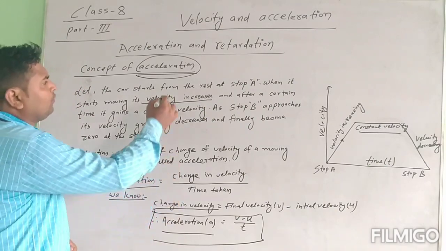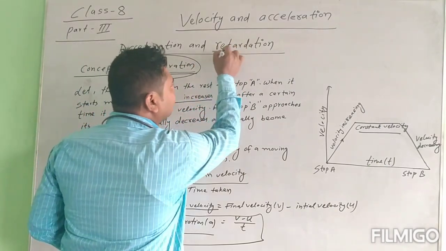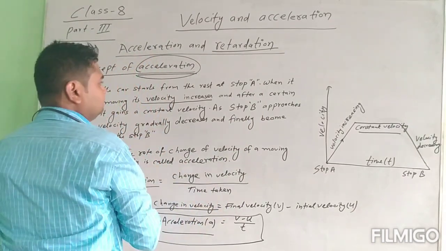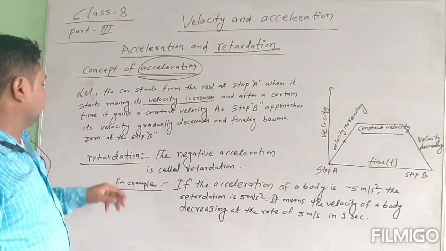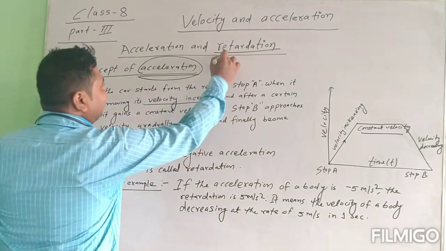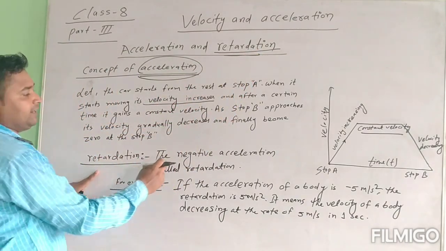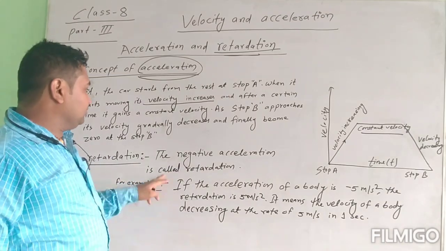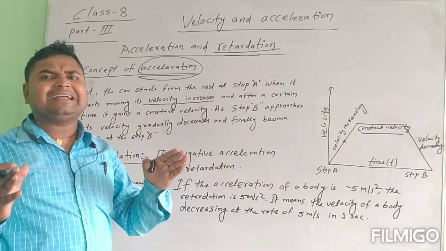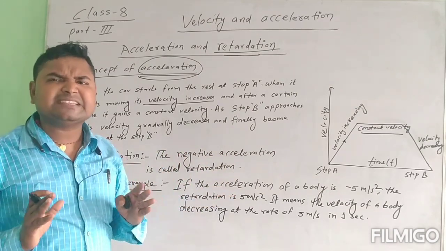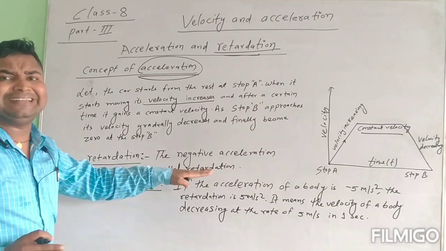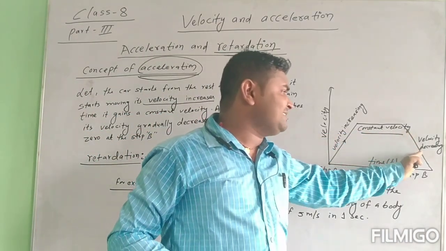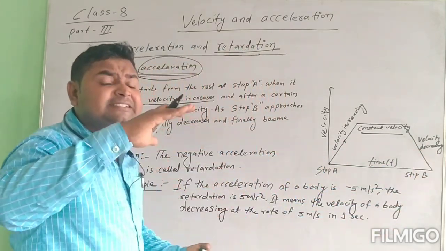Okay, now let's talk about what retardation is. Retardation means negative acceleration. For example, negative acceleration means the decrease in velocity. The decrease in velocity is called what? Retardation. You have seen that from the constant velocity, when it decreases, it means the velocity is decreasing.